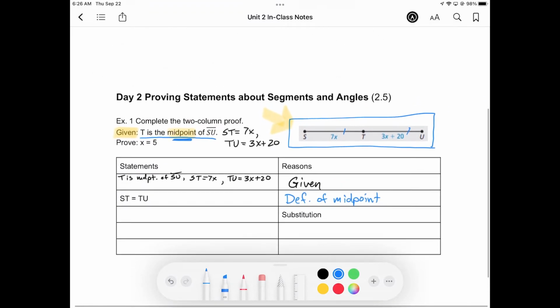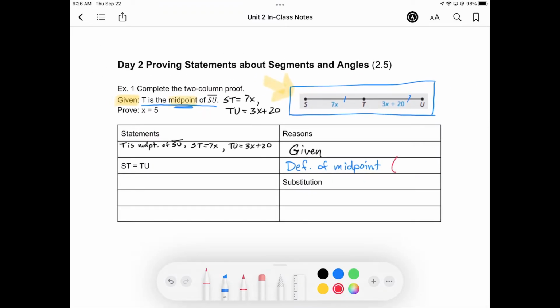Now, I will also accept the phrase part equals part. Whichever way is easier for you to remember, it's okay to use either one of those. That's why I know one part equals the other, because of the word midpoint. All right, and then the next line here is substitution.